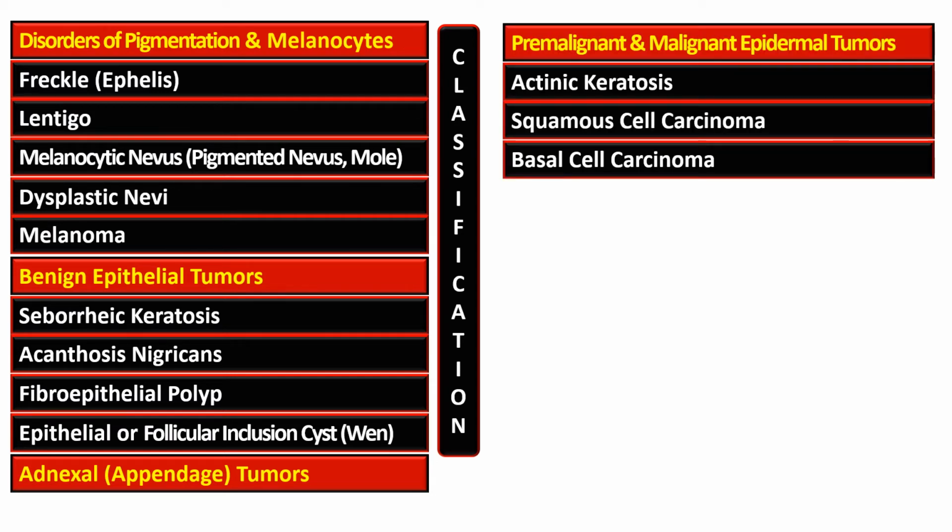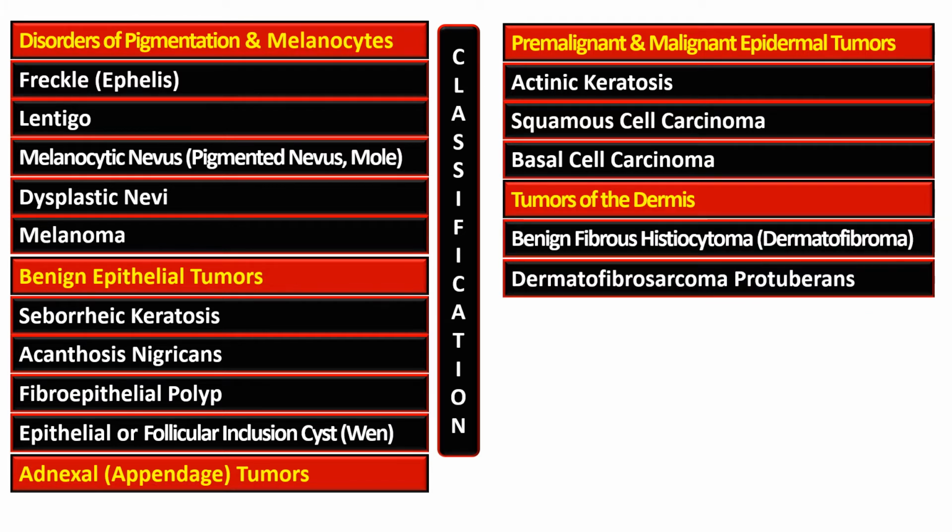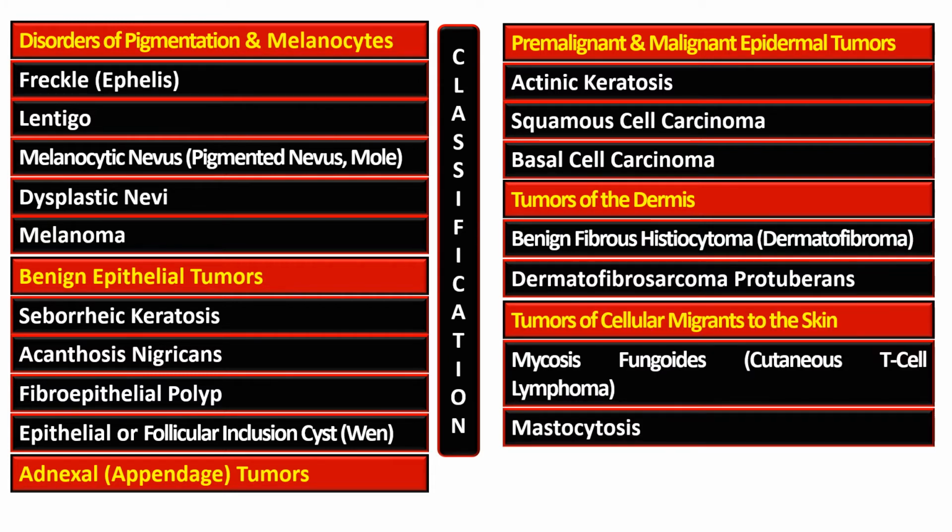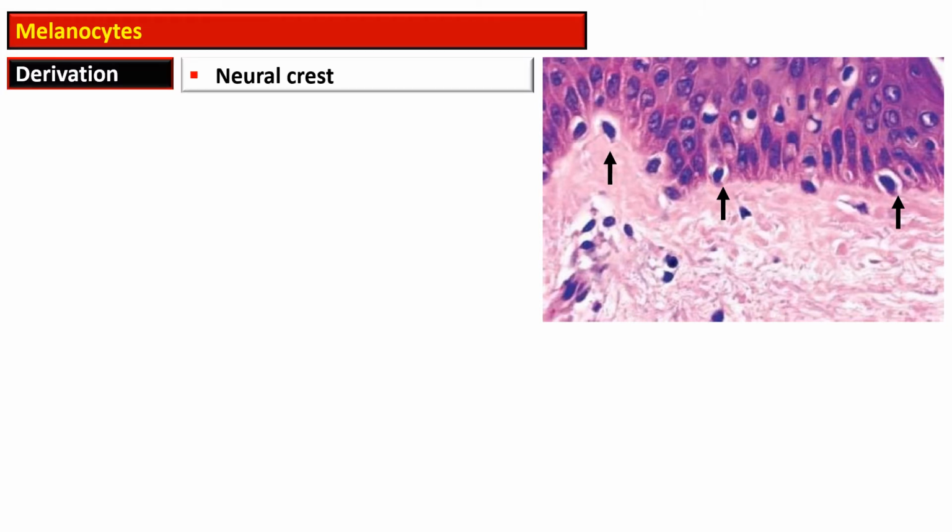Pre-malignant and malignant epidermal tumors include actinic keratosis, squamous cell carcinoma, basal cell carcinoma, or rodent ulcer. Tumors of the dermis include benign fibrous histiocytoma, that is also named as dermatofibroma, or dermatofibrosarcoma protuberans. The tumors of the cellular migrants to the skin are mycosis fungoides, that is cutaneous T-cell lymphoma, and mastocytosis.